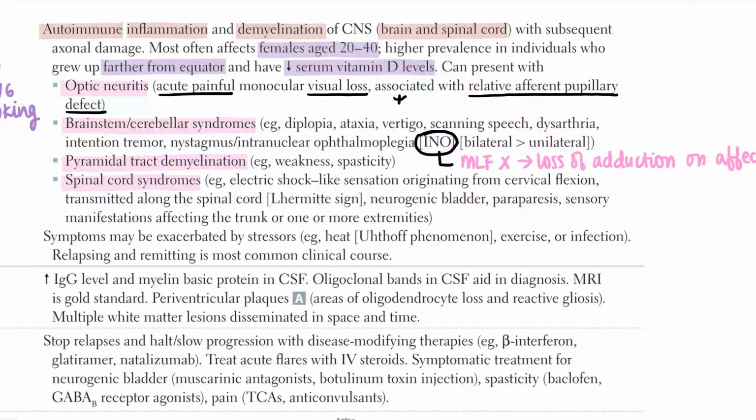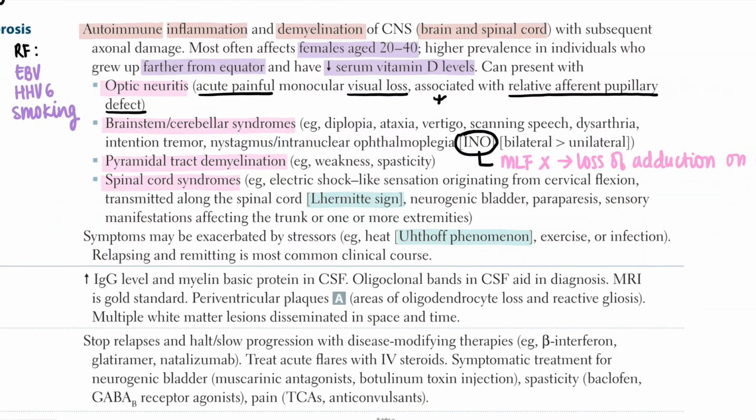Two important terminologies that need to be remembered in multiple sclerosis are Lhermitte sign and Uhthoff phenomenon. On flexion of the neck, there are electrical shock-like sensations that travel along the cervical spine. That is known as Lhermitte sign. Symptoms may be exacerbated by stressors such as heat, exercise, and infection, and that is known as Uhthoff phenomenon. One important symptom of multiple sclerosis is neurogenic bladder, and the type of incontinence seen in this neurogenic bladder is urge incontinence.